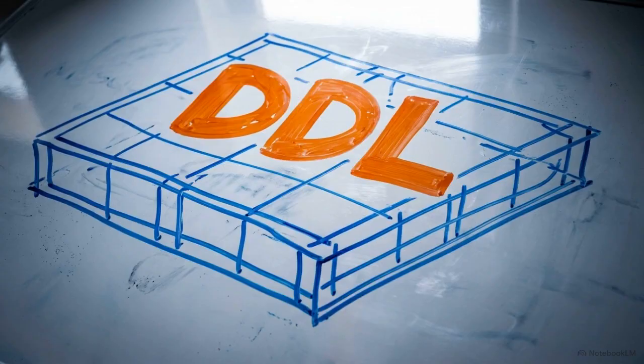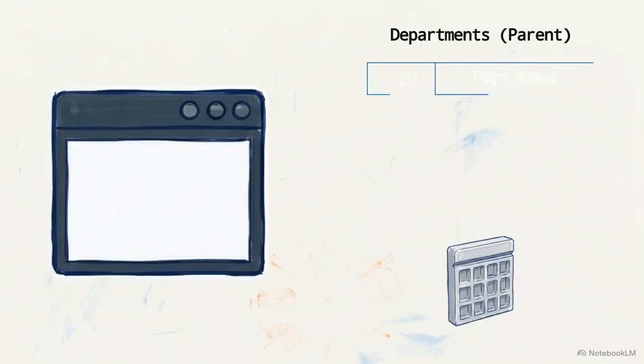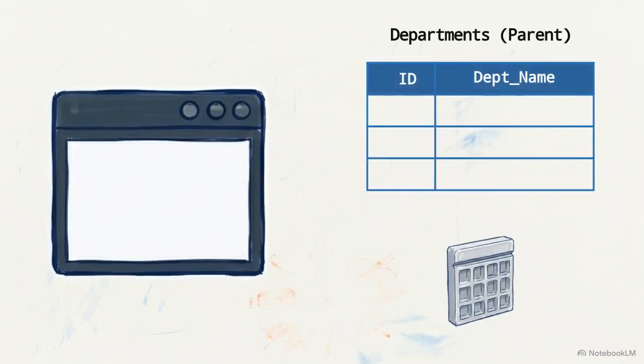Before we add any data, we have to build the permanent architecture. We do this using Data Definition Language, or DDL. We will begin by creating our first parent table to hold our company's departments. Here, the Create Table Departments command executes. Notice the primary key syntax. This constraint gives each row a unique identifier, preventing data confusion. By adding auto-increment, the database automatically generates these IDs sequentially as new rows are added.